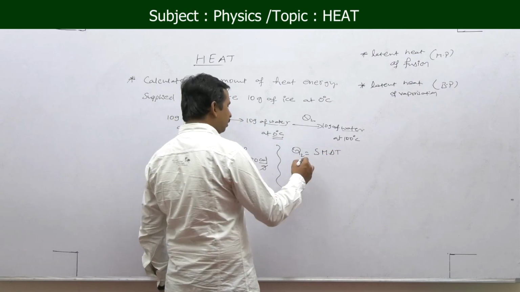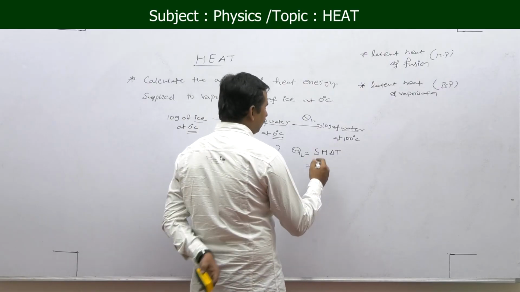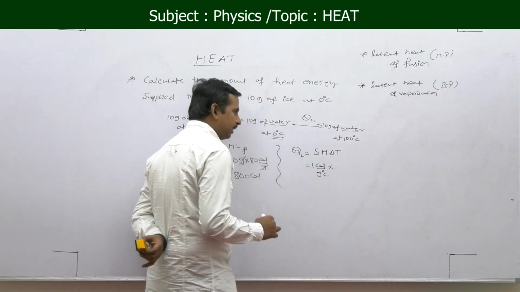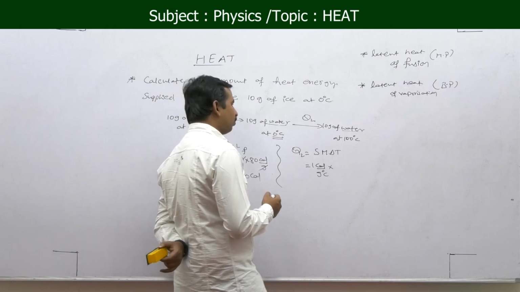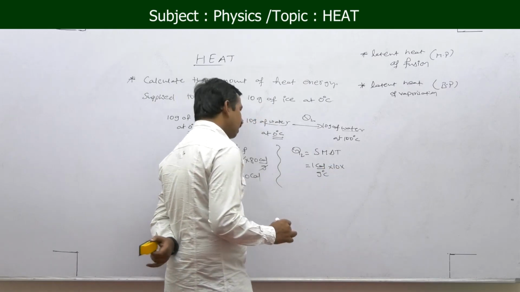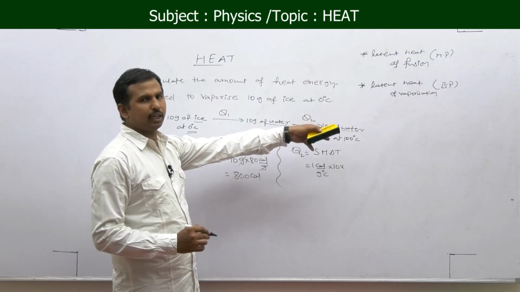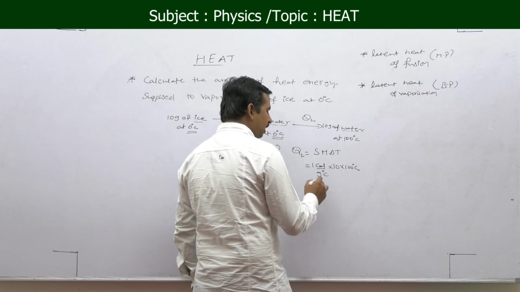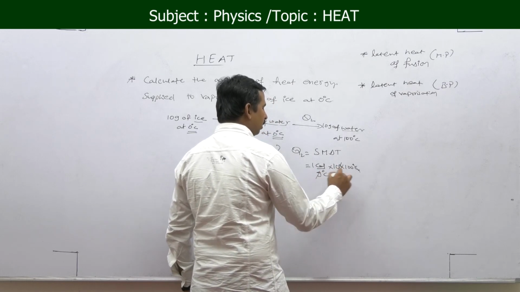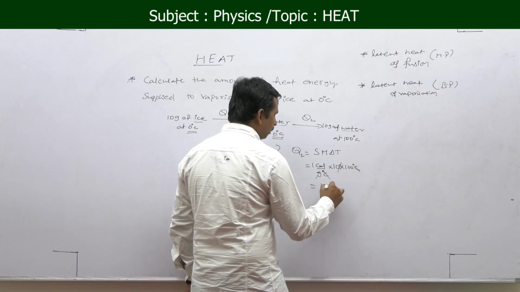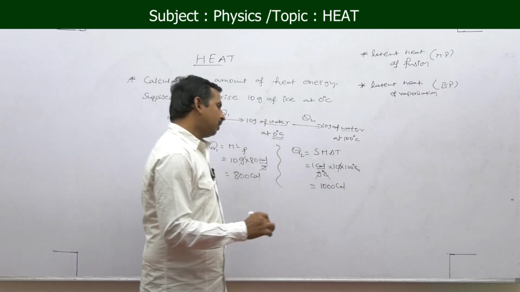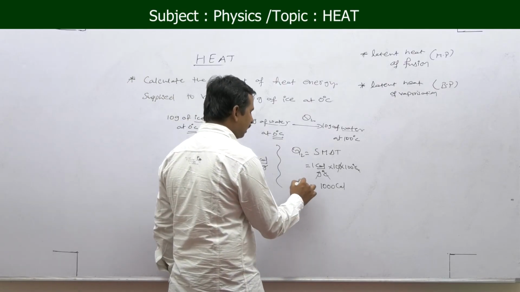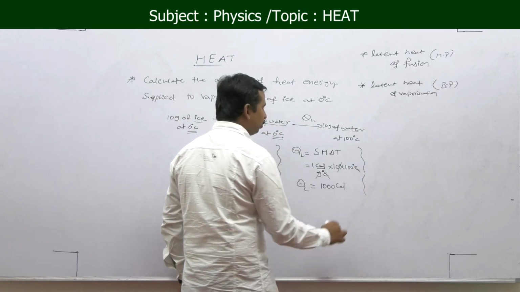So Q2 is equal to S into M into delta T. Specific heat, we already know as it is water, 1 calorie per gram degree Celsius, and mass already given is 10 grams, into change of temperature from 0 to 100, 100 minus 0, which is 100 degrees Celsius. The grams get cancelled and calories also get cancelled. Finally we got 1000 calories. This is the amount of heat energy required while going from 0 to 100 degrees Celsius if you want to raise the temperature, which is for the Q2 case.